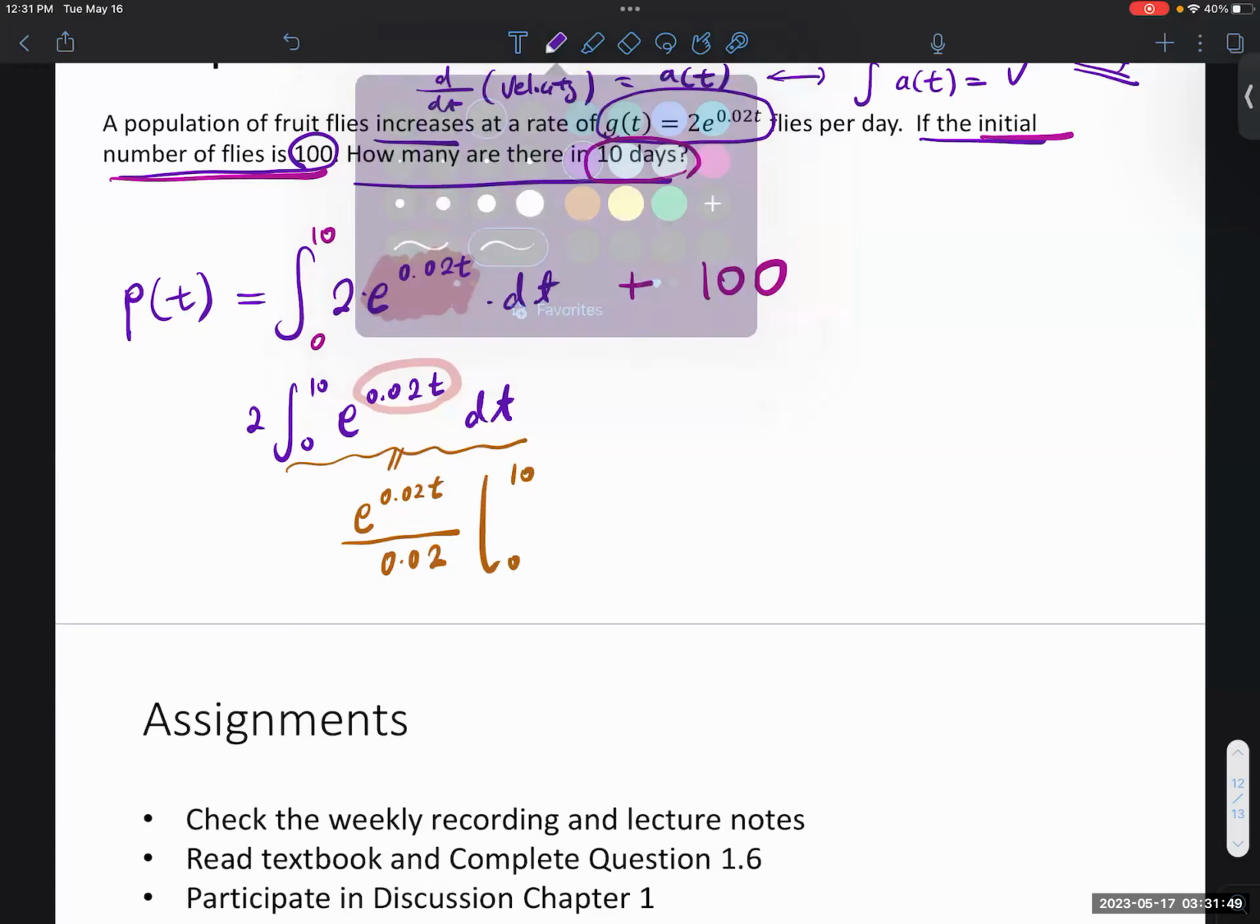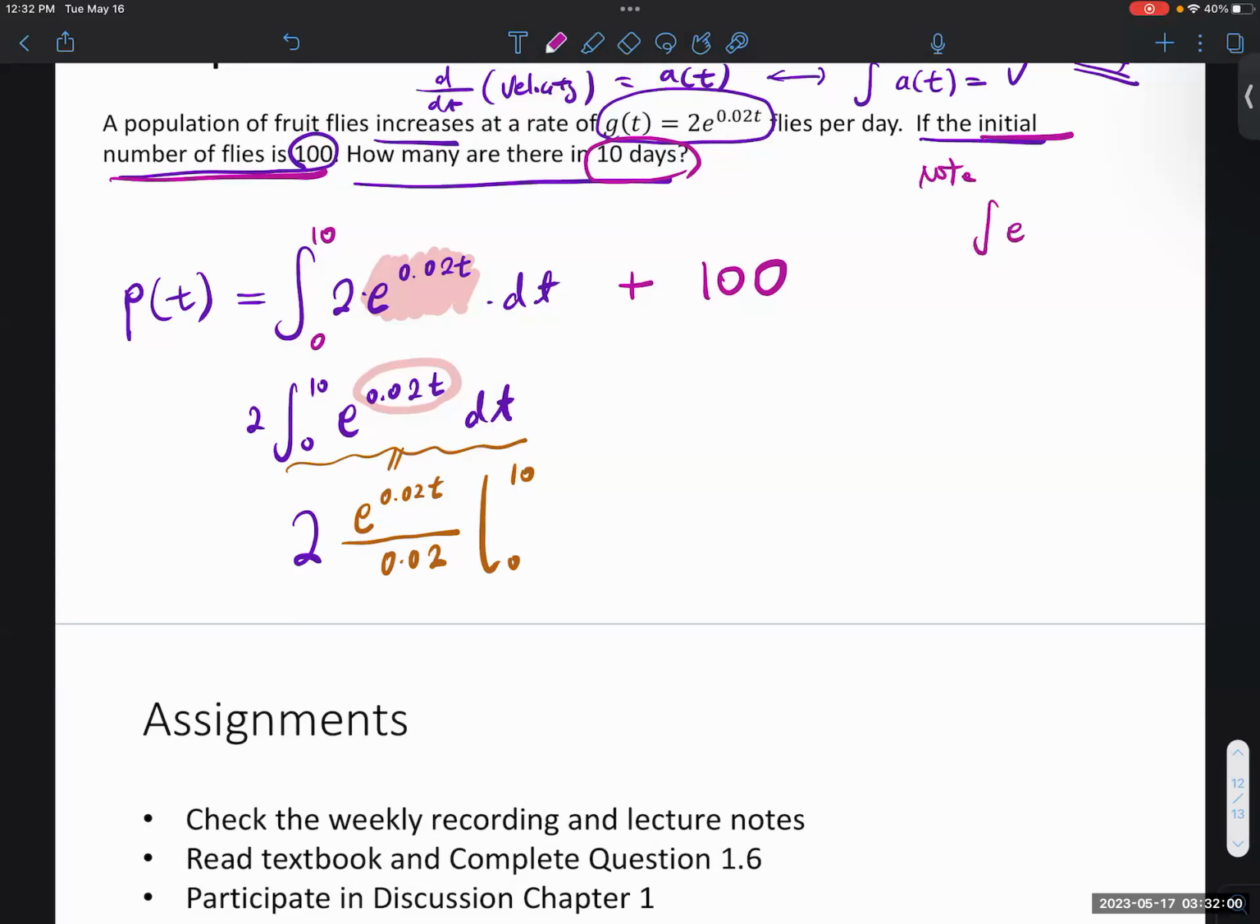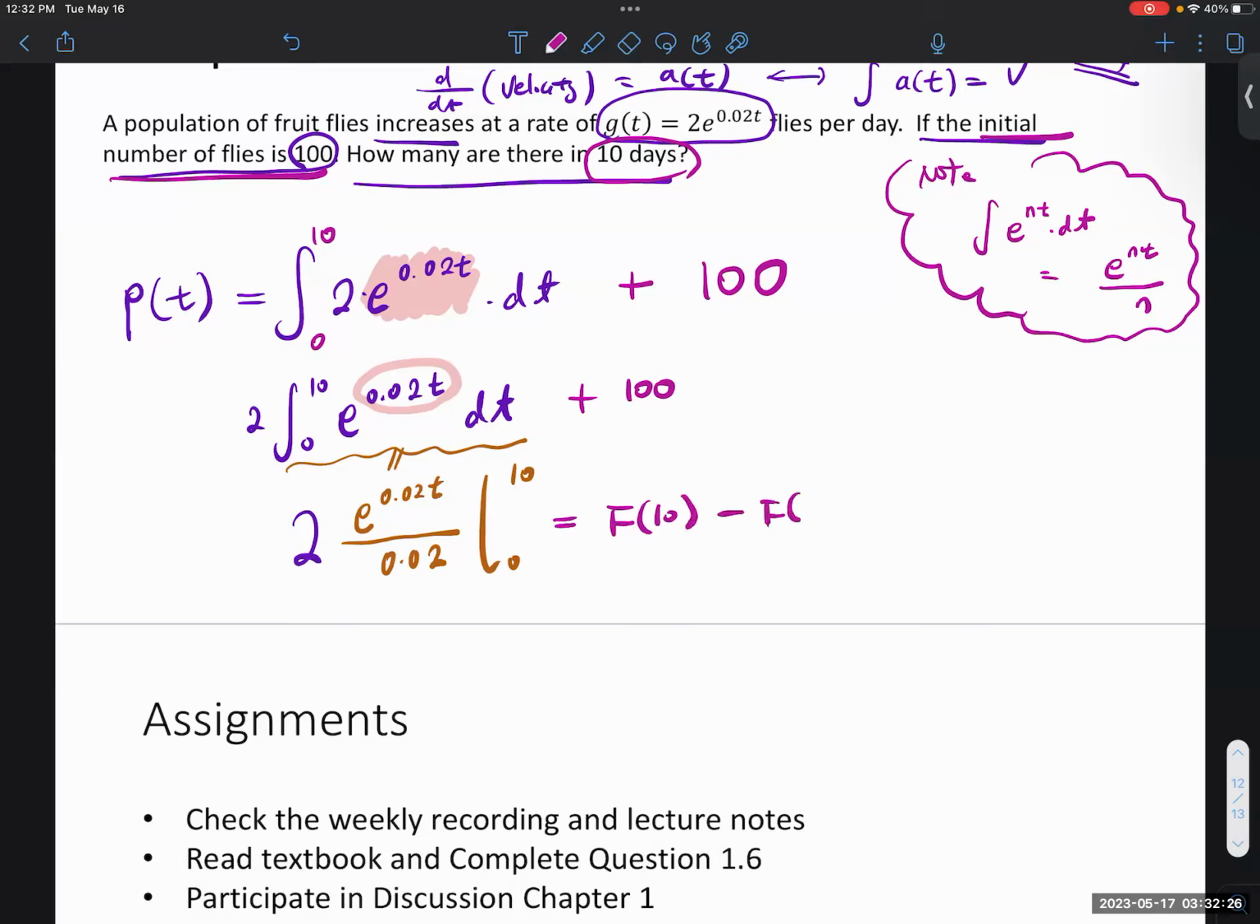And I have the 2 in the front. Okay, one more time. If you remember the note, take the integral of e to the nt dt. You keep the e to the nt divided by that constant. So that was the number 2 property. We just apply that here. And then we have a plus 100 at the end. Let me just finish this: capital 10 minus capital 0, right? So let me finish that part.